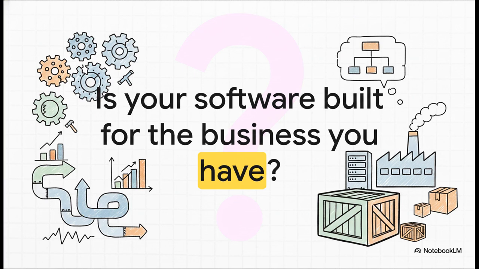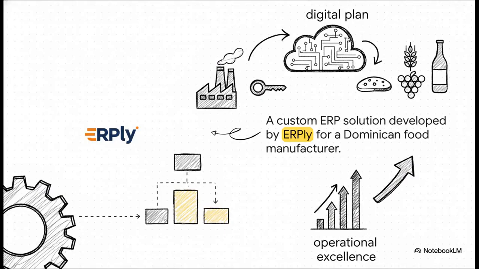And that really leaves us with one final crucial question you should ask yourself. Is your software built for the business you have, or the one you kind of wish you had? Is it forcing you to work around its problems, or is it actually adapting to the reality of your business? You know, all the insights in this explainer come from a real-world solution, one that was developed by S.R.L. for a food manufacturer in the Dominican Republic. It's proof that bridging that gap between the digital plan and the physical reality isn't just some fantasy. It's not only possible, it's absolutely the key to unlocking operational excellence.